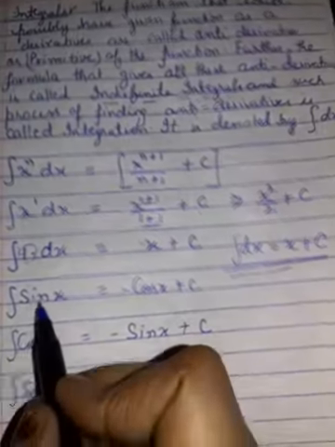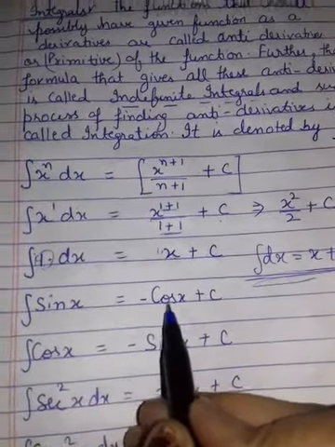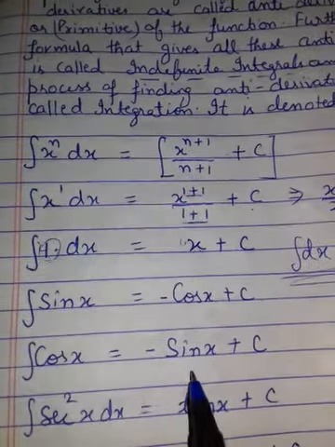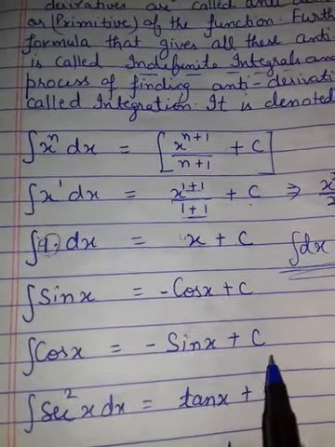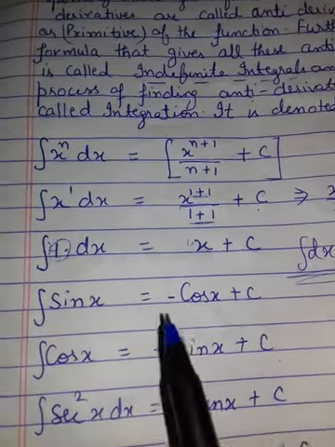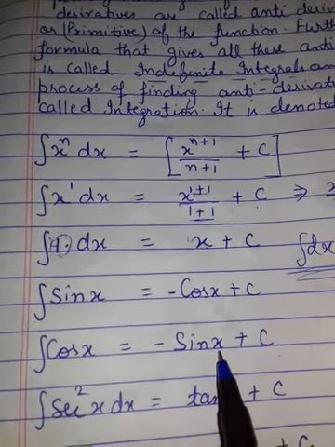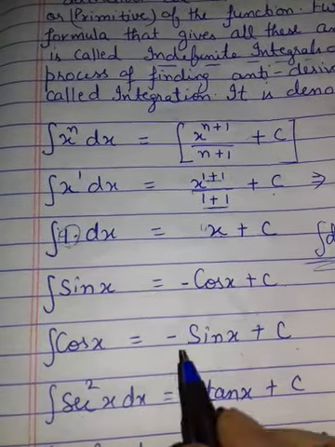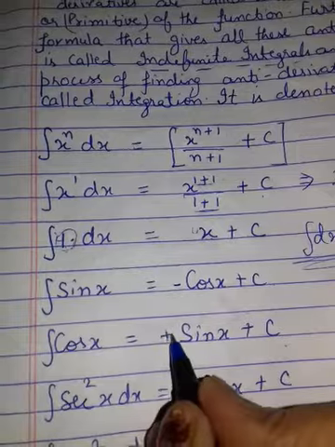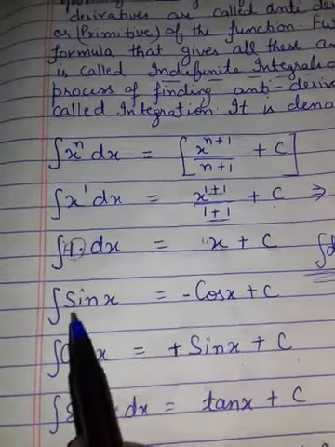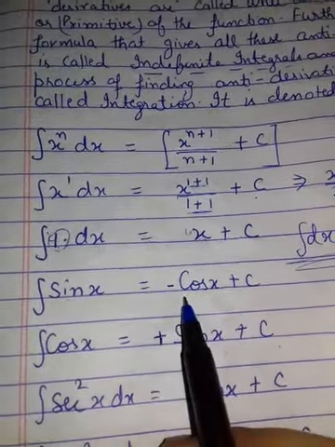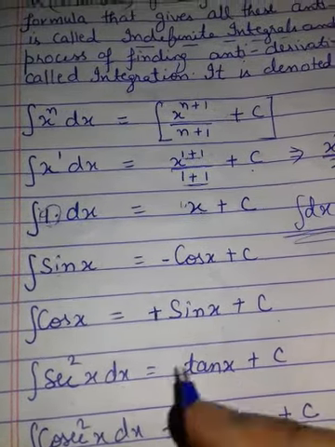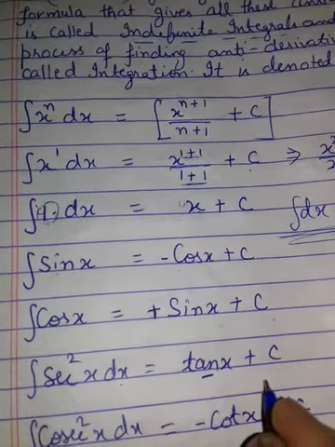Next one is the integration of sin x, equal to minus cos x plus c. Integration of cos x is equal to sin x plus c. Sin you will take negative, cos you will take positive. Clear? Cos you will take positive and sin you will take negative. Remember this. The integral of secant square x dx is equal to tan x plus c.